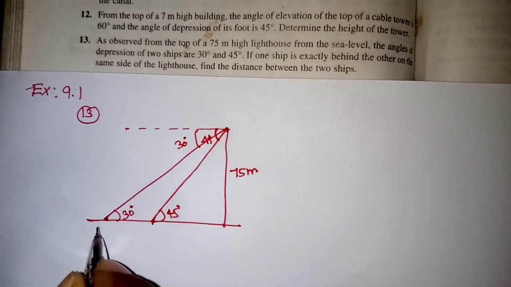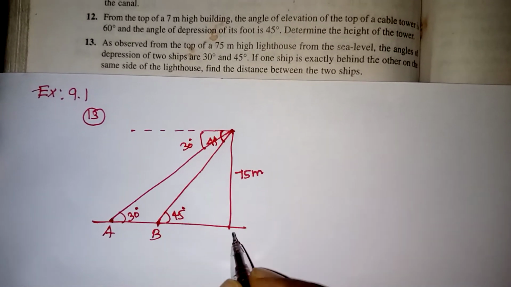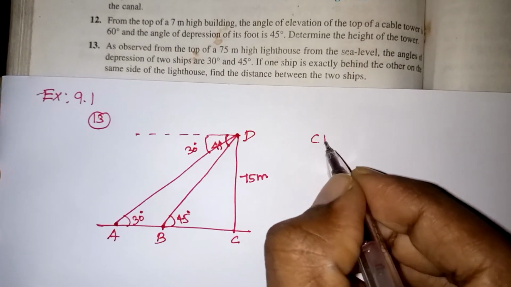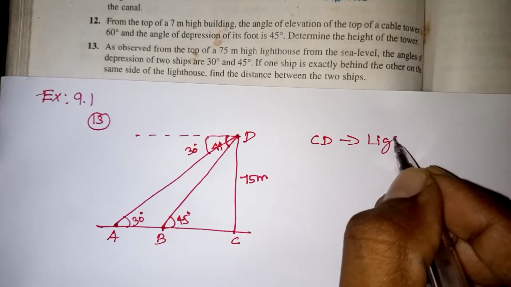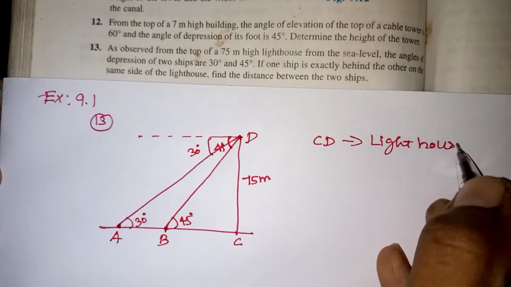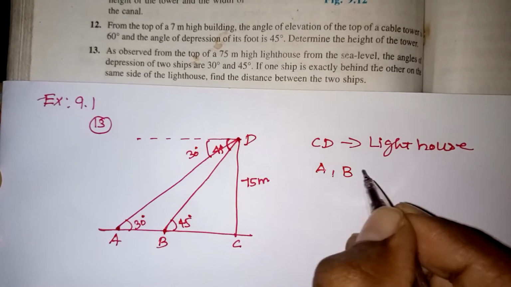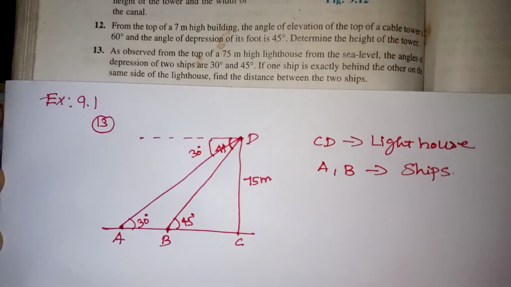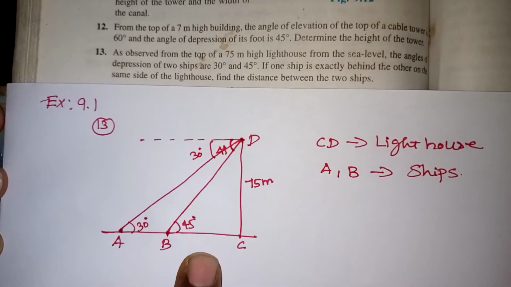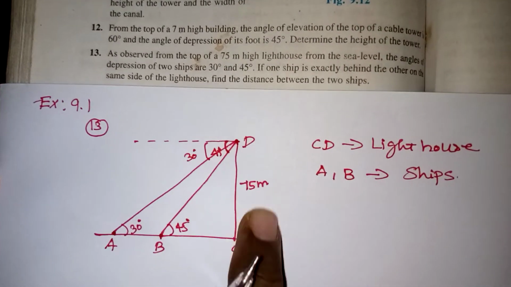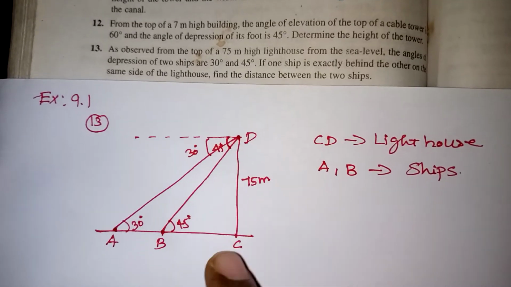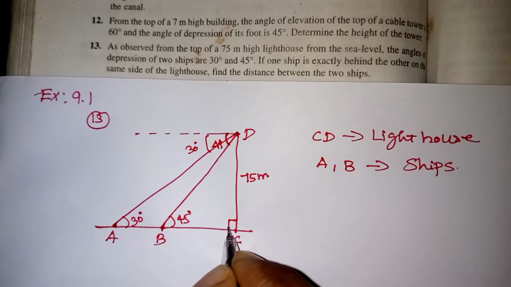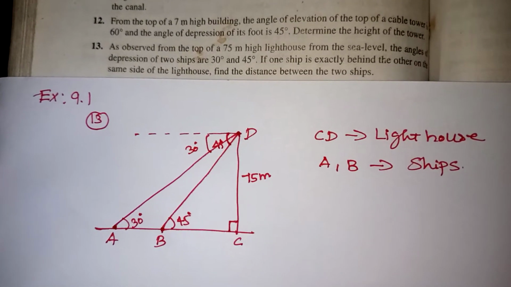So let us take this as A, B, C and D. First we have to write what we have mentioned. CD is our lighthouse and A and B are the points of the ships. So A and B are going to represent the ships. Like that you can also write it shortly. Here we have two triangles. One is BCD, the small triangle, and the other is the big one, ACD. Both have 90 degrees here. So we can apply the trigonometrical ratios.